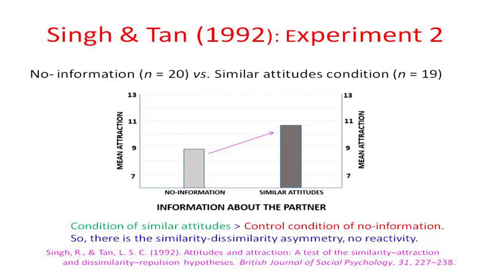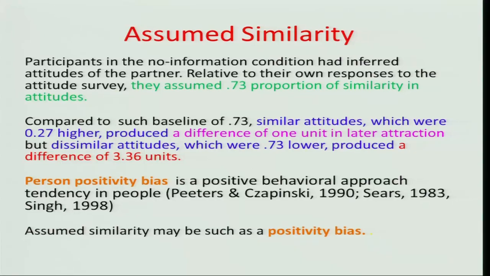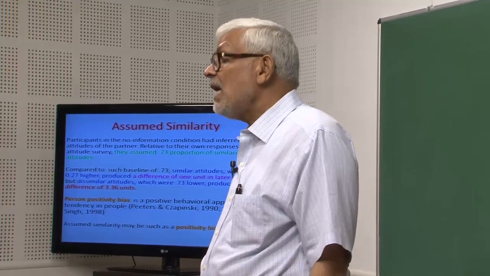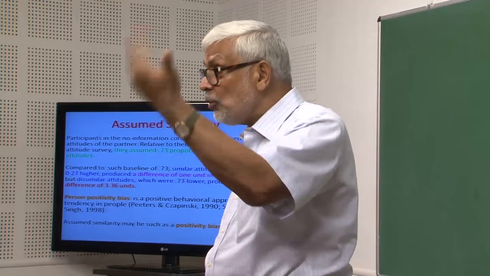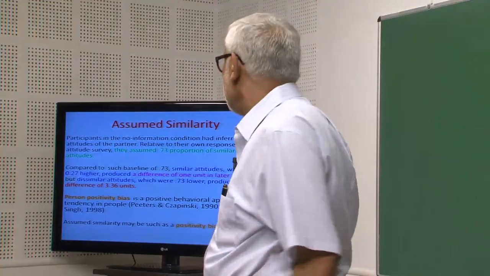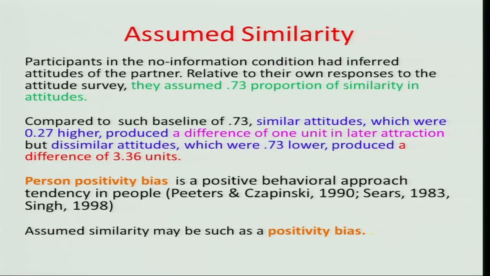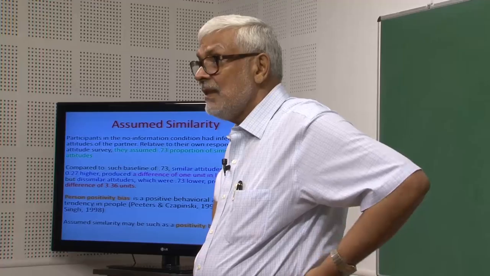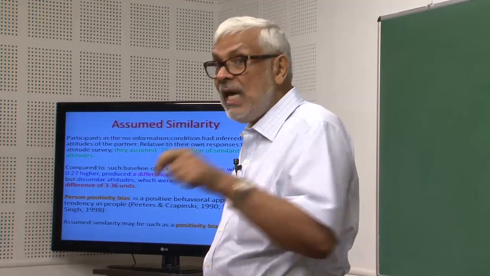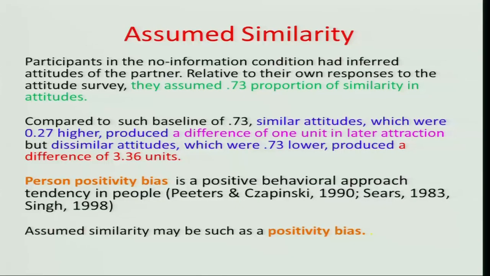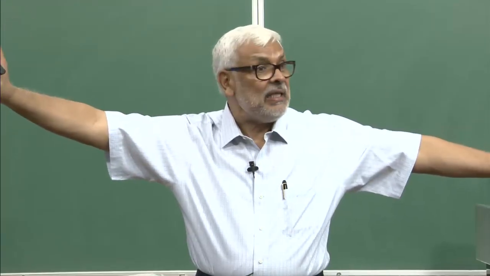So here is another thing. In the first experiment I had asked, can you guess what would be the attitudes of this person? Based on that, I know your attitudes, and then you have inferred what would be your partner's attitude. So we calculated and came up with the idea of assumed similarity, and we found assumed similarity around 0.73. So 0.73 and 1 is a difference of 0.27, 0.73 and 0 is a difference of 0.73, and this is what we got: 1 unit similarity and 3 unit dissimilarity.